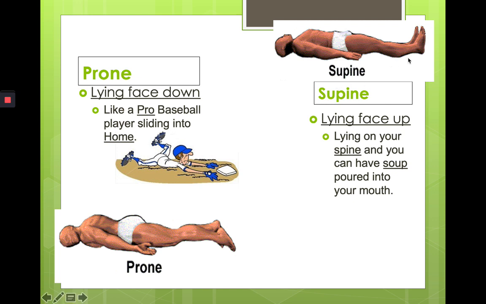Supine is when the body is lying face up. Another little trick, take it or leave it. If you're laying on your spine, you can have soup poured in your mouth. All kind of S related to supine.